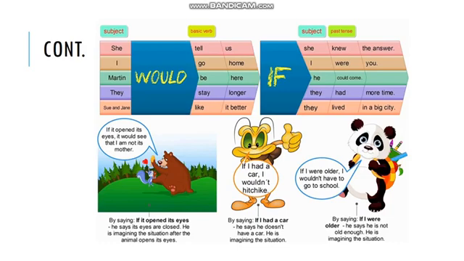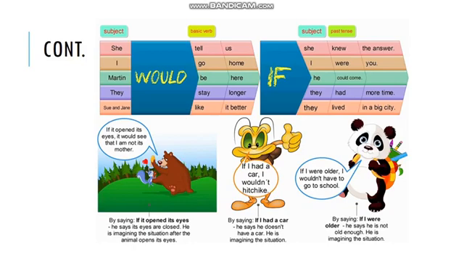Let's continue. She would tell us if she knew the answer. There's no difference; we can change it. For example, if she knew the answer, she would tell us. And the next one: I would go home if I were you. Let's change it: if I were you, I would go home. As you can see, there is no difference. Sue and Jane would like it better if they lived in a big city, or if they lived in a big city, Sue and Jane would like it better.